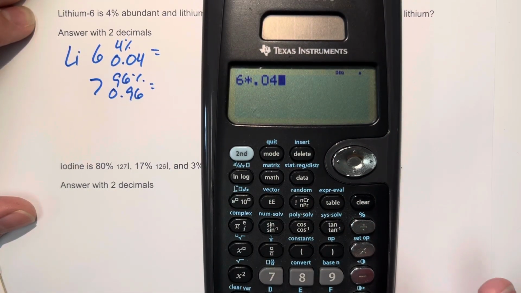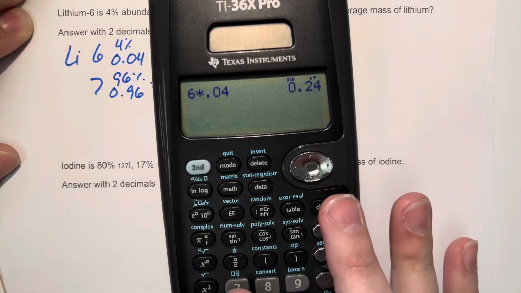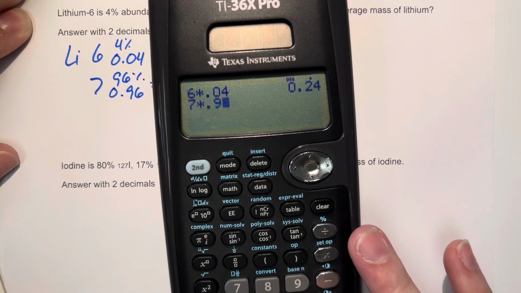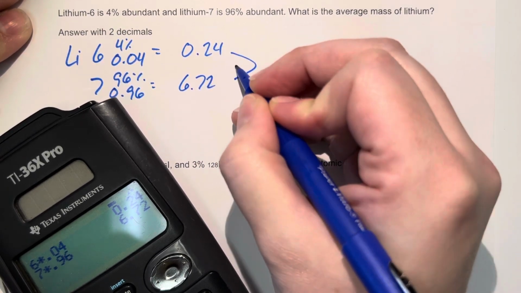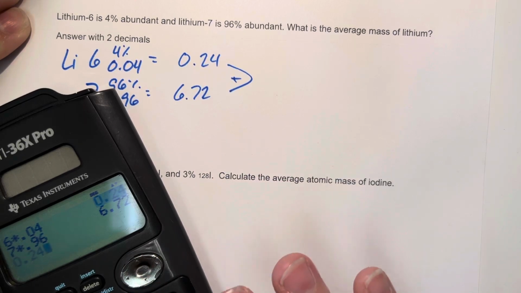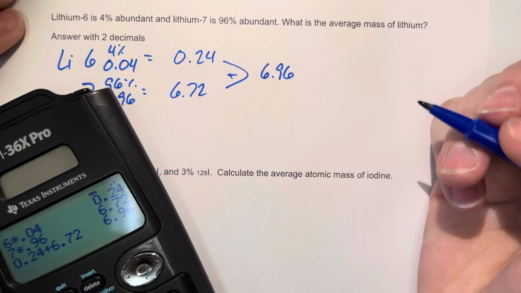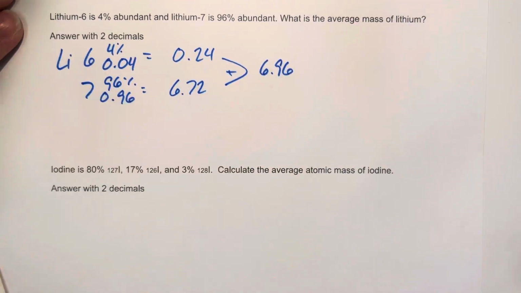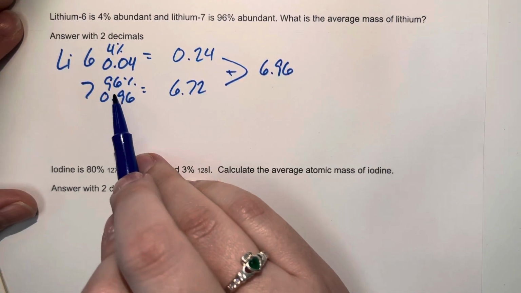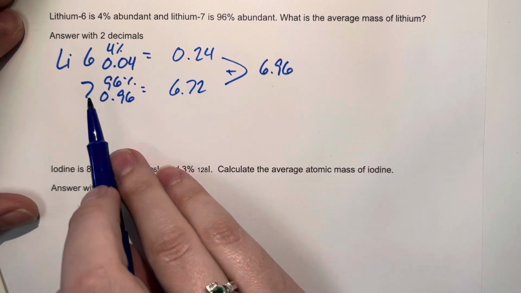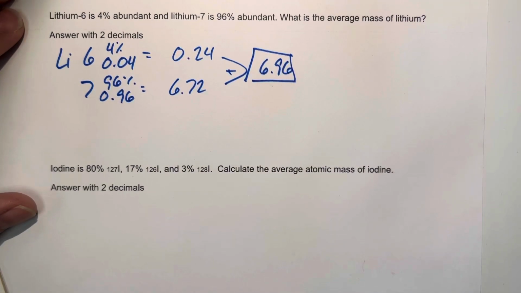So 6 times 0.04 gives me 0.24. And then 7 times 0.96 gives me 6.72. Adding these together gives me 6.96. And just checking, this should be between these two numbers. It is between 6 and 7, and 7 was substantially more abundant, so it should be closer to 7, and it is. It asked me for 2 decimals. This has 2 decimals, so this would be my final boxed answer.